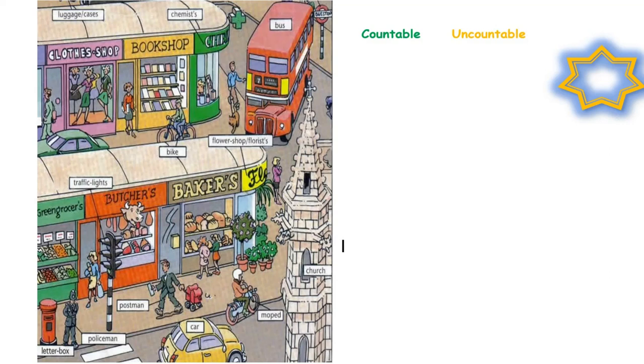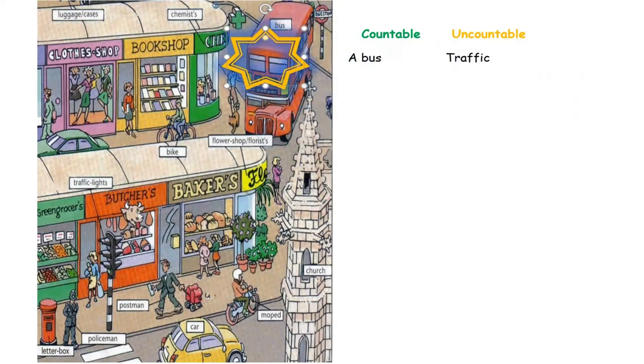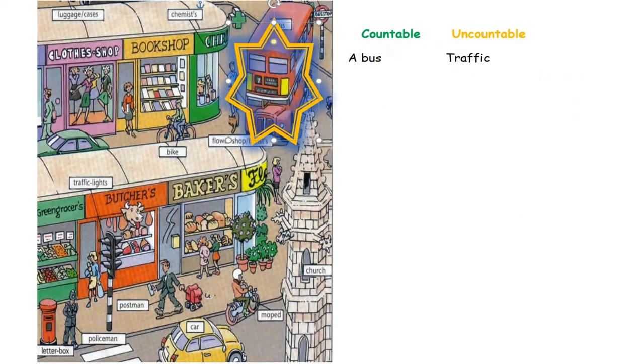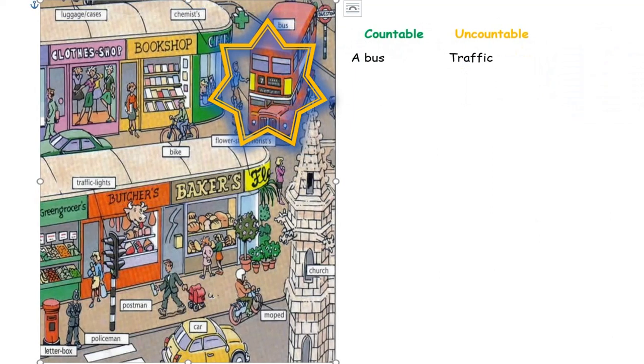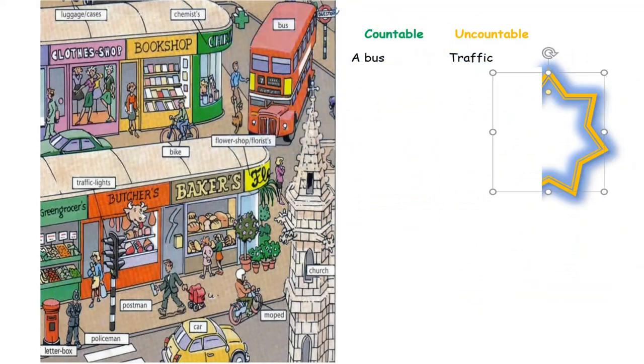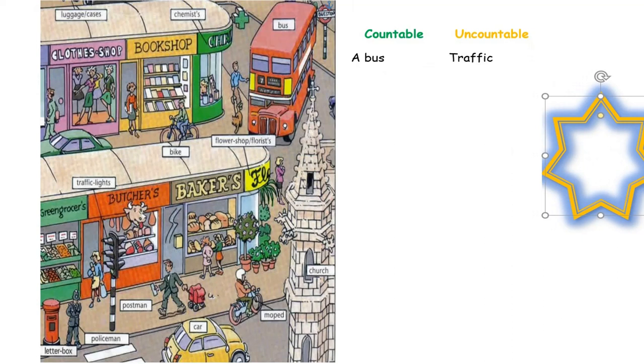Now, let's take a look at the answers. Countable and uncountable nouns. Let's start. For example, a bus, right? That is a countable noun because we can say one bus, two buses, three buses, right? Here we have our bus. The uncountable noun would be traffic because traffic cannot be counted. Okay? Traffic cannot be counted.